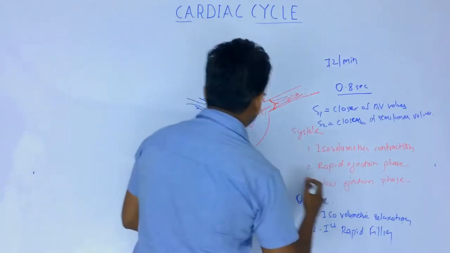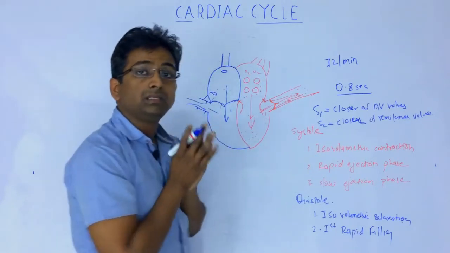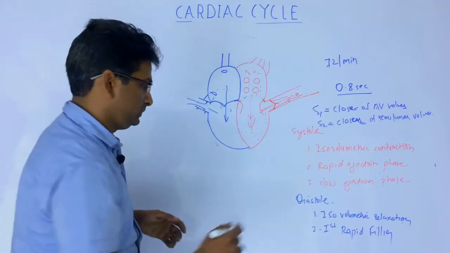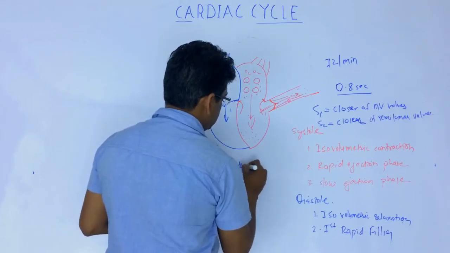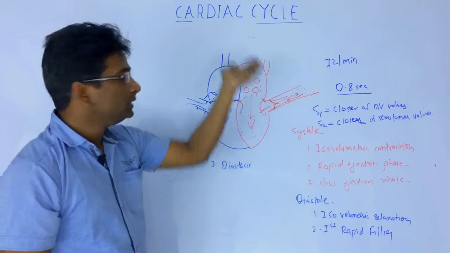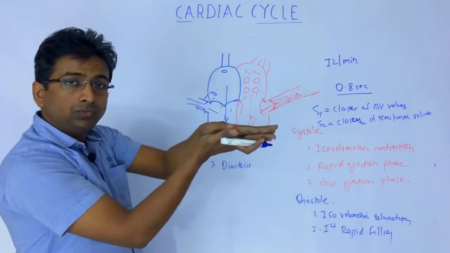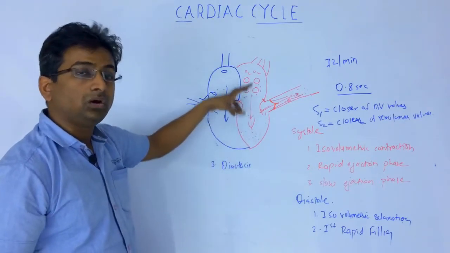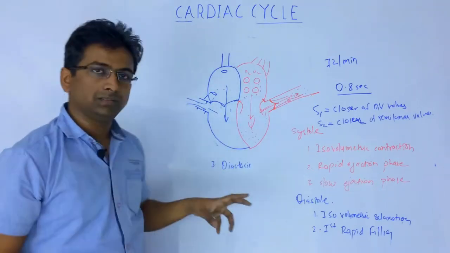So as diastole progresses, ventricular pressure and atrial pressure become equal, and hence there is no flow of blood from atria to ventricle, and that is called diastasis. That is the third phase. So what's happening in diastasis? As the ventricle receives blood, the pressure inside the ventricle goes up, and the pressure inside the atria comes down because they are getting emptied. Hence the pressure difference is almost equal, and there is no flow of blood from ventricle to atria or from atria to ventricle. That phase is called the phase of diastasis.